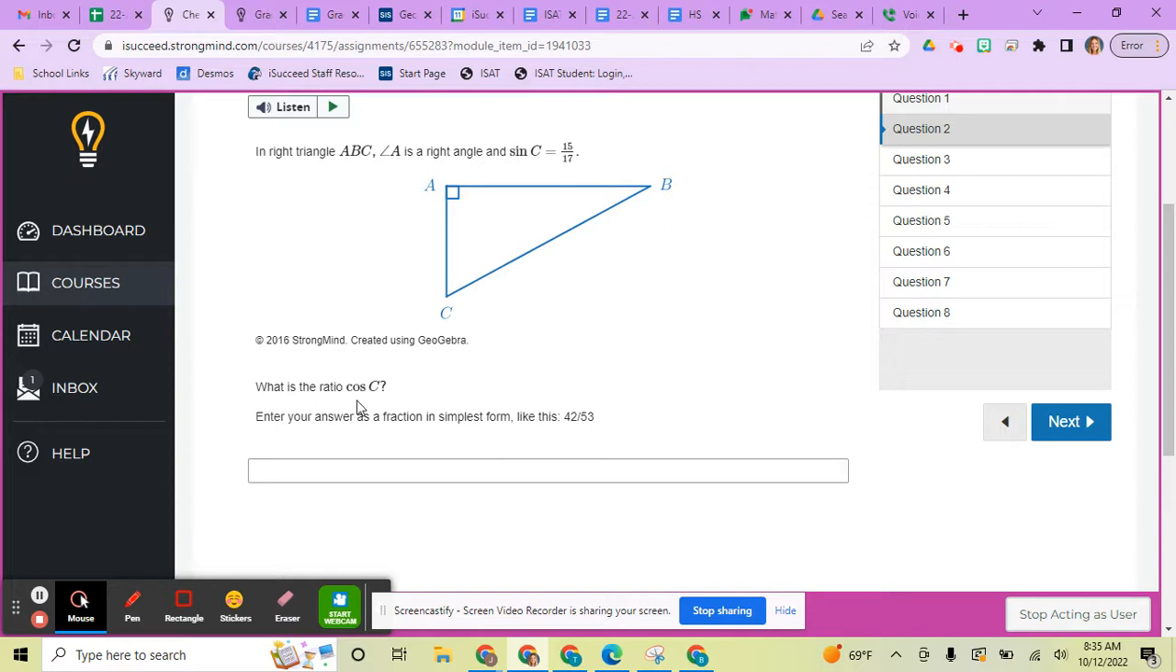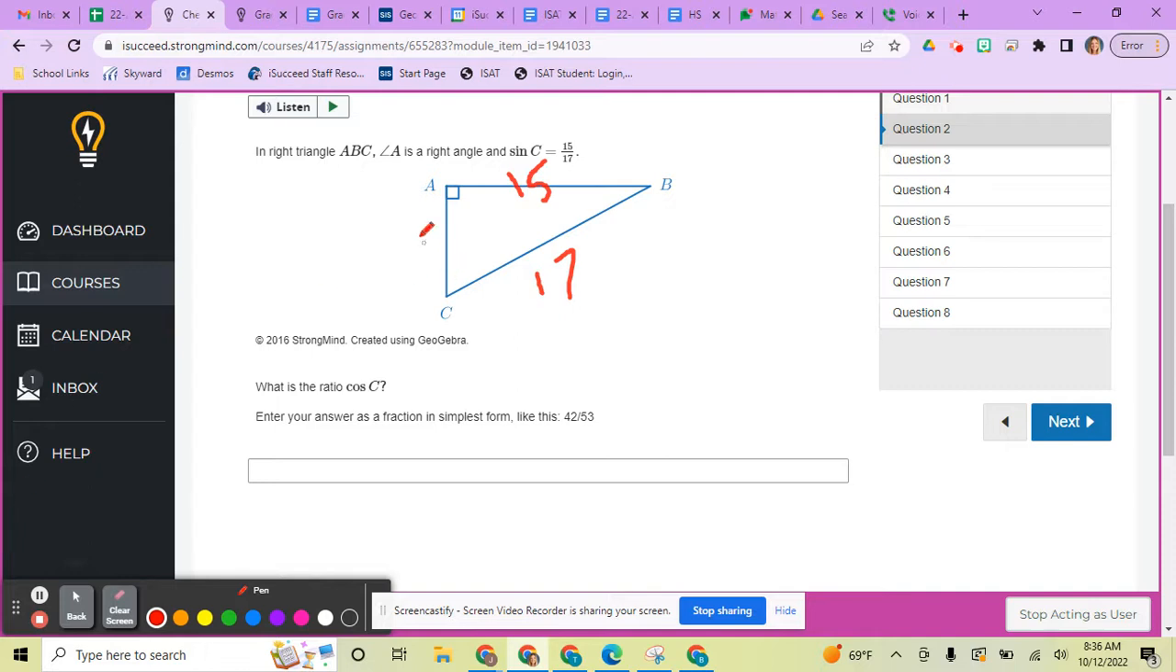What is the ratio for the cosine of c? So cosine is opposite over adjacent. Oh, wait. Sorry, I didn't read the first part. Angle A is a right angle, and the sine of c is 15 over 17. Okay, so sine is opposite over hypotenuse. So opposite over hypotenuse. So this one's 15 and this one's 17. I'm just going to write that in really quick. So this one's 15, this one's 17.